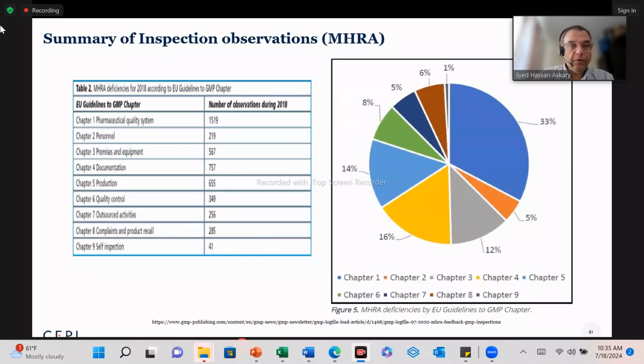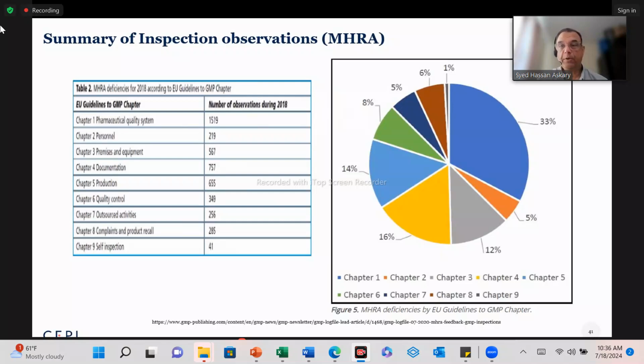I apologize for this blurry table, sorry about this. But it does identify the different MHRA deficiencies for 2018 that they have published, a summary according to EU guidelines and GMP chapter.